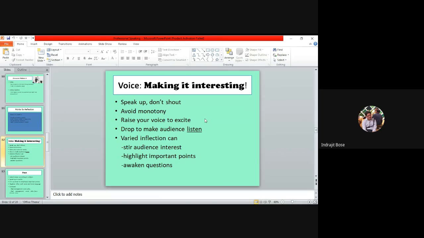Again, raise your voice at certain points to excite. So we are going to look at the segment in North Bengal where our soft drink has really been performing badly in the last fiscal year. Now, why do you think that is happening? Is there something wrong in North Bengal? Are the young college goers not able to log in and get the soft drink? Or is it something else? Okay. So raise your voice again, drop it to make the audience listen.